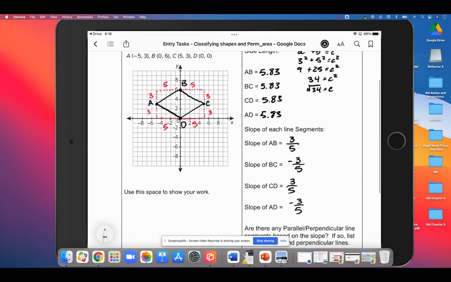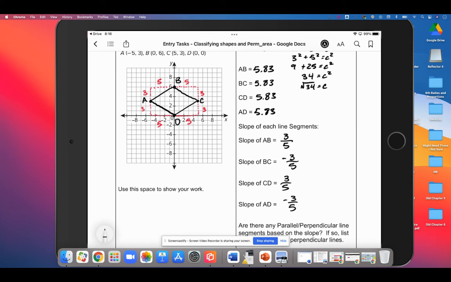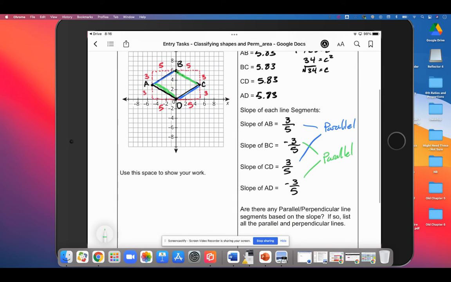And so asking ourselves the question, are there any parallel or perpendicular line segments based on the slopes? The answer is yes. I have AB being parallel to CD because their slopes are the same. And I also have AD being parallel to BC because their slopes are the same. And so we do have parallel lines.